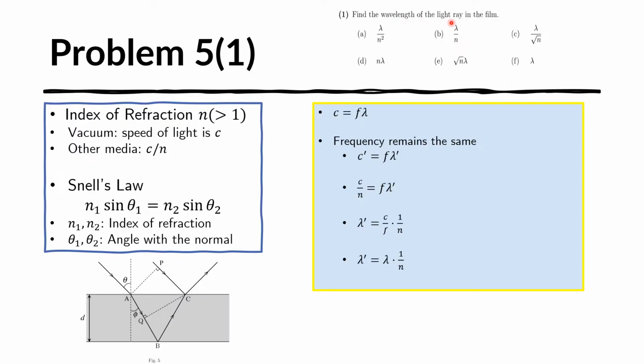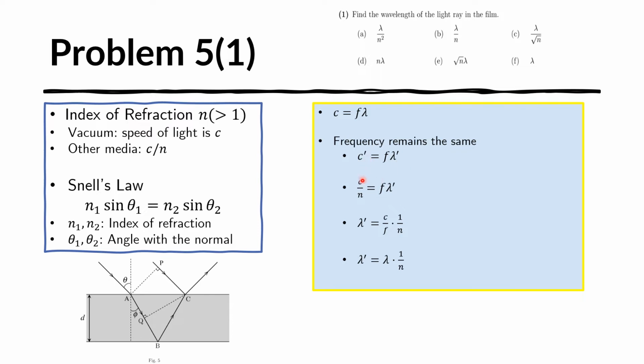To find the wavelength of the light ray, we recall the relationship between the speed, the wavelength and the frequency. In this problem, the frequency remains constant. The speed of light changes when it enters the medium, and so will the wavelength. So, if the new speed of light is c prime, the frequency remains the same, and the new wavelength is lambda prime, we can have the following.